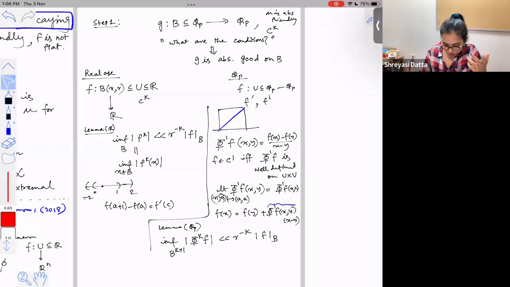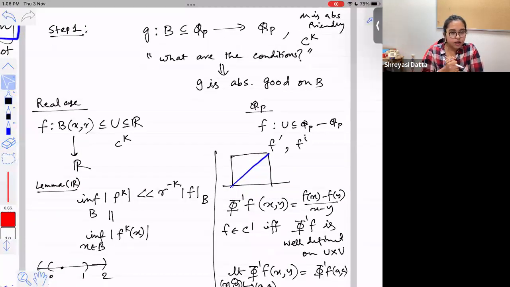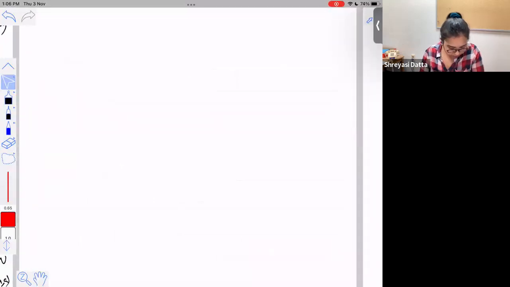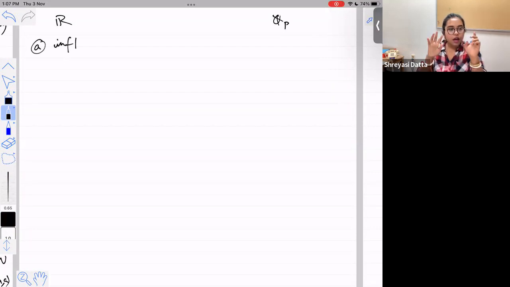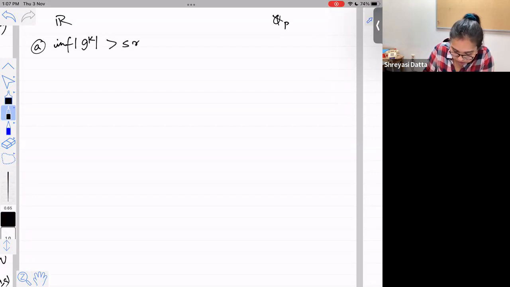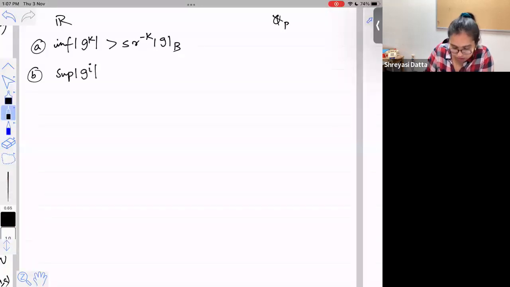Okay, all right. So let's go back. We were talking about the right conditions on G such that it must be absolutely good. If you look at, again, I'm going to write the real case here and the Q_p case. In the real case, there were two conditions. One is that for the infimum, there should be a derivative such that it is bounded below. This was also the feature in Kleinbock-Margulis's original work, that infimum of G^(k) must be some s times R to the power minus k. And then the supremum: all the other derivatives must be bounded above.